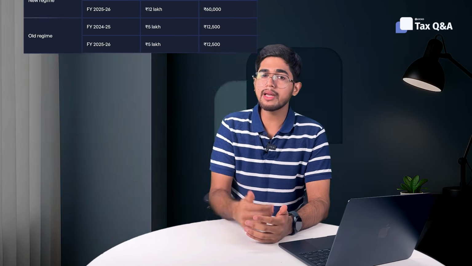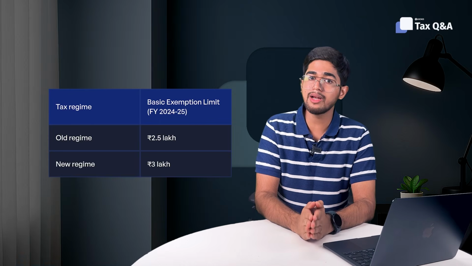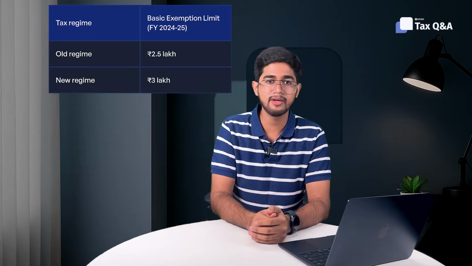Now talking about the rebate under section 87A, it is not allowed against incomes taxed at special rates like capital gains from stocks or mutual funds. But if you have F&O or intraday income, which are taxed at slab rates, you would be able to claim the rebate on that part of your income. Lastly, if your final tax payable becomes nil after deductions or rebate, you still need to file your ITR if your total income is above the basic exemption limit.